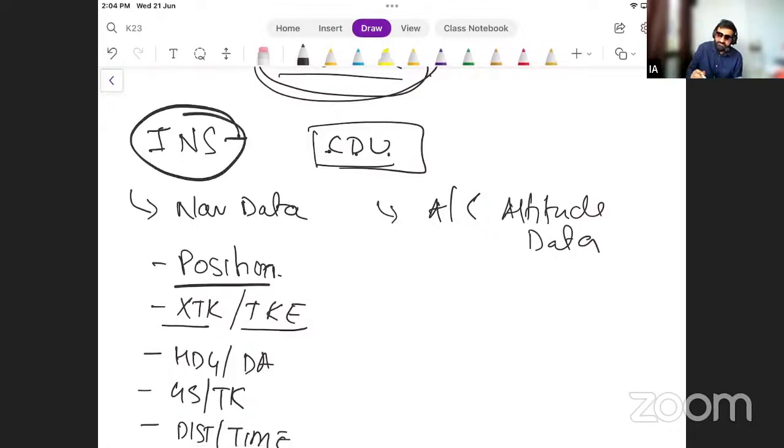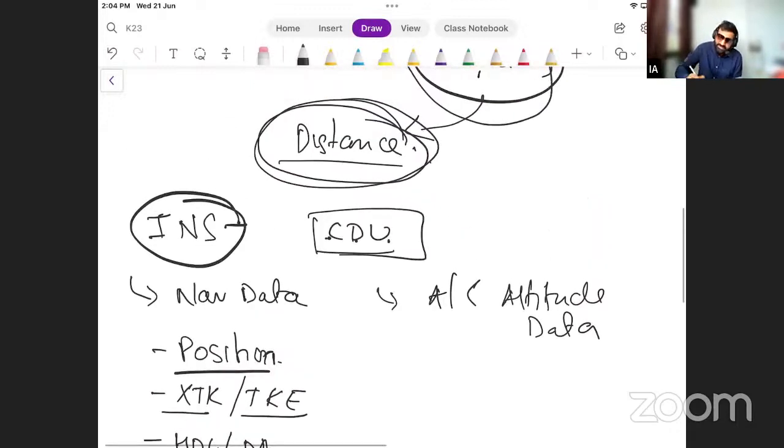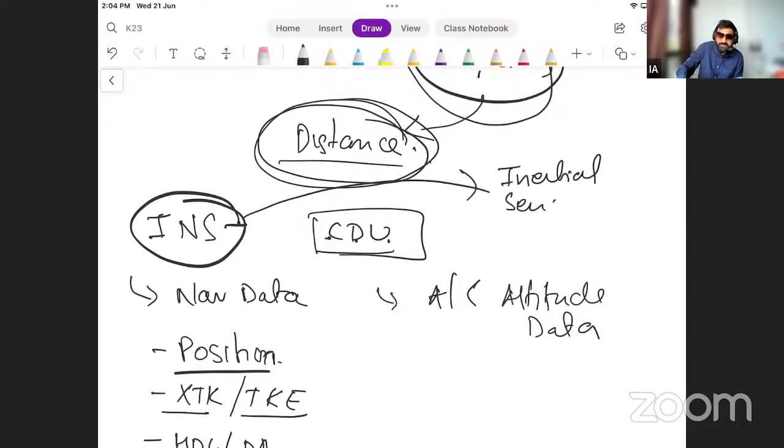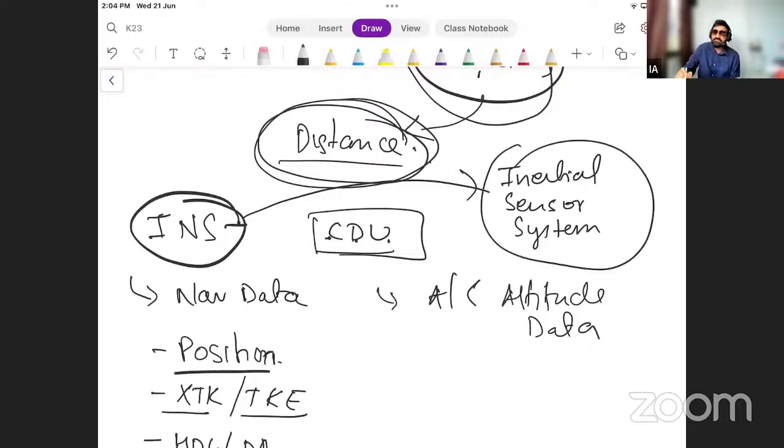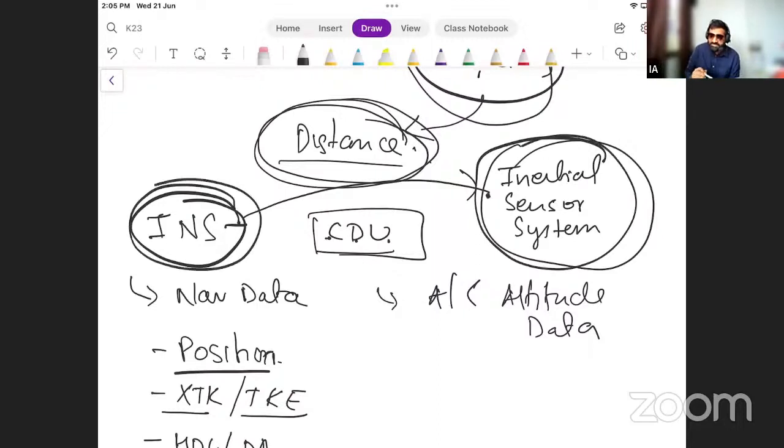Now, this INS in itself is a system. Inside the INS, the sensor system is known as the inertial sensor system. The inertial sensor system will have those accelerometers and computers. Now, I said there could be two types of accelerometers, north-south and east-west. Sometimes to measure vertical acceleration, that is rate of climb and rate of descent, we can have a vertical accelerometer as well. So in total, there could be three accelerometers in any inertial sensor system, which is the sensor unit of the inertial navigation system.